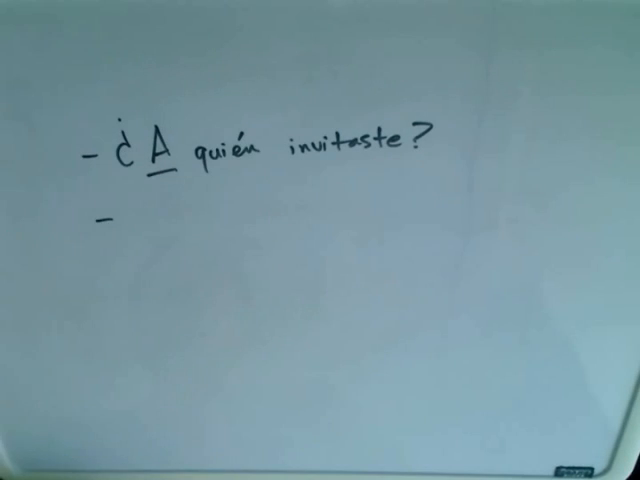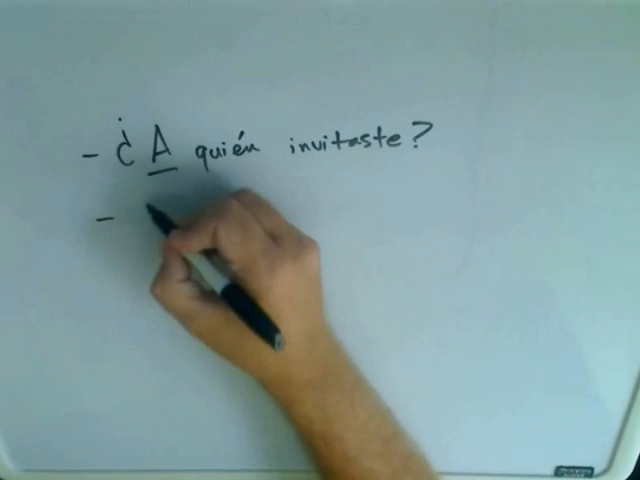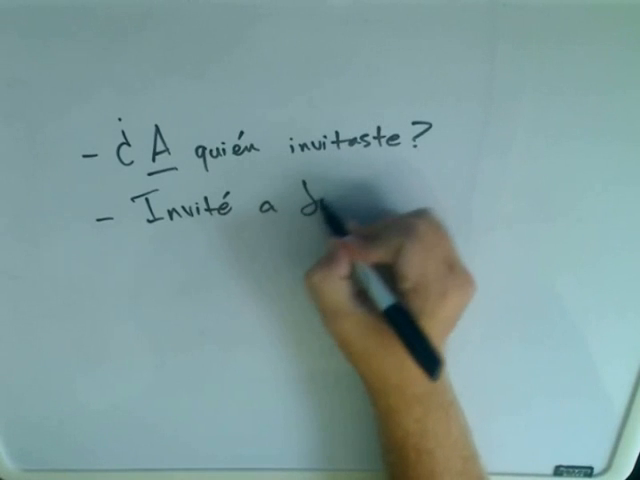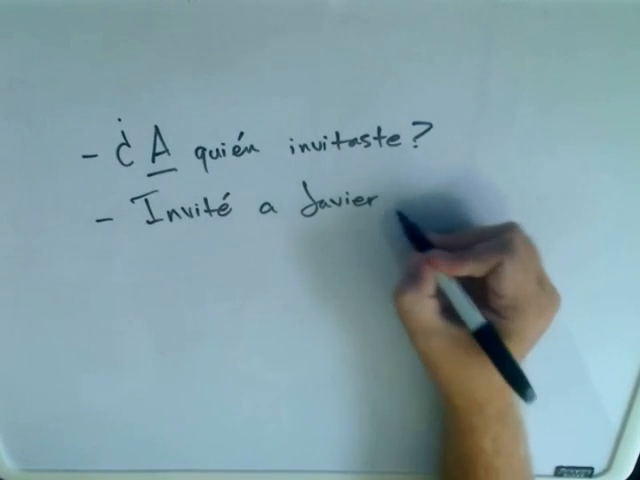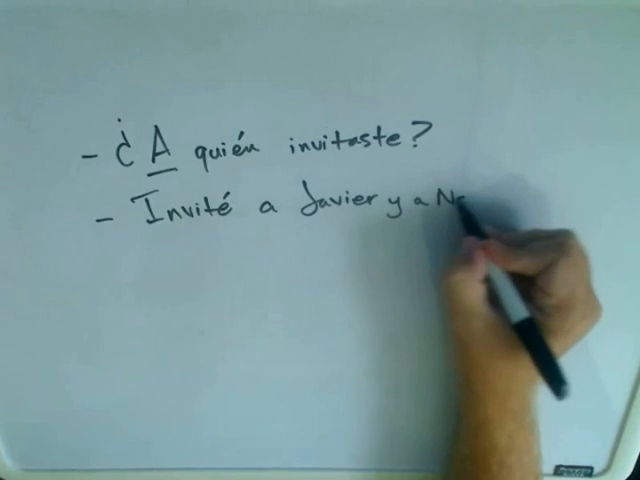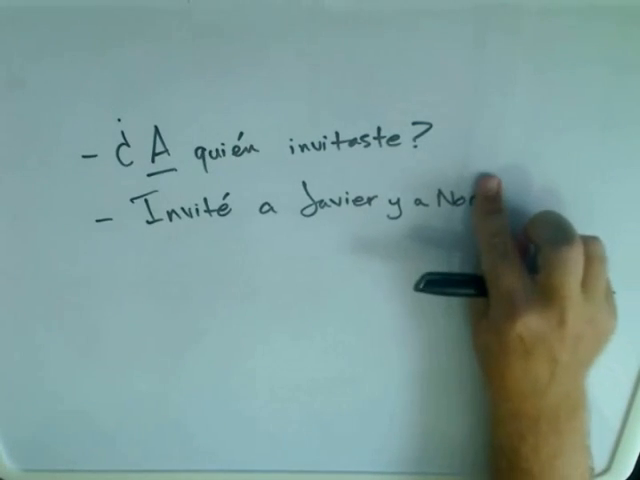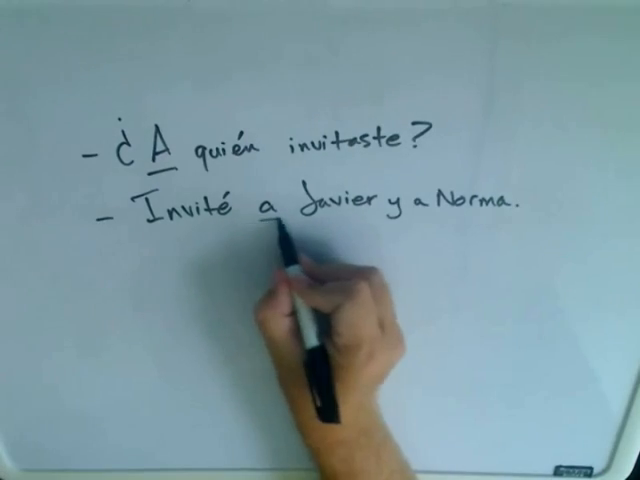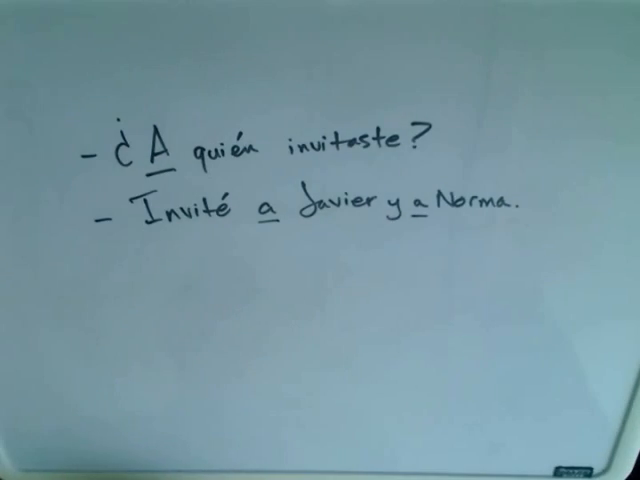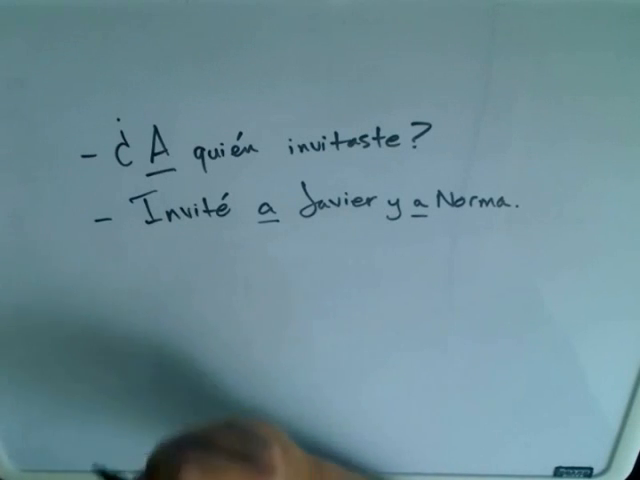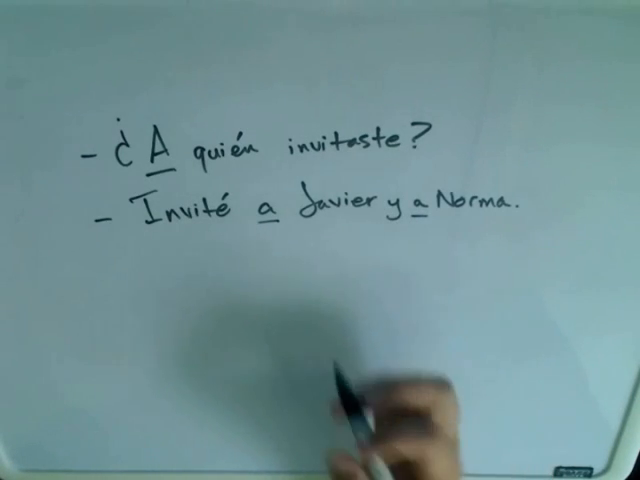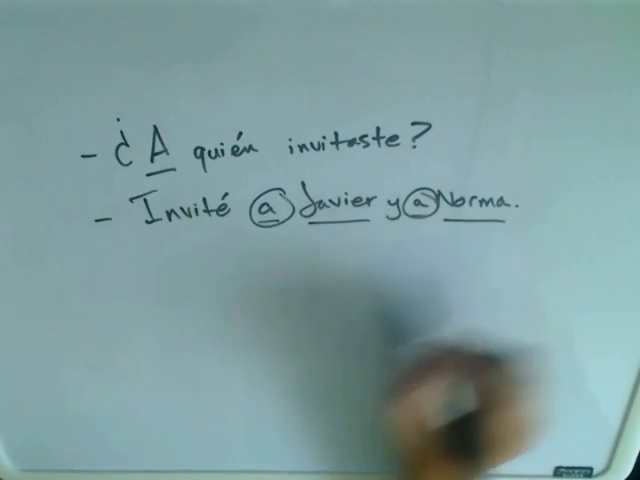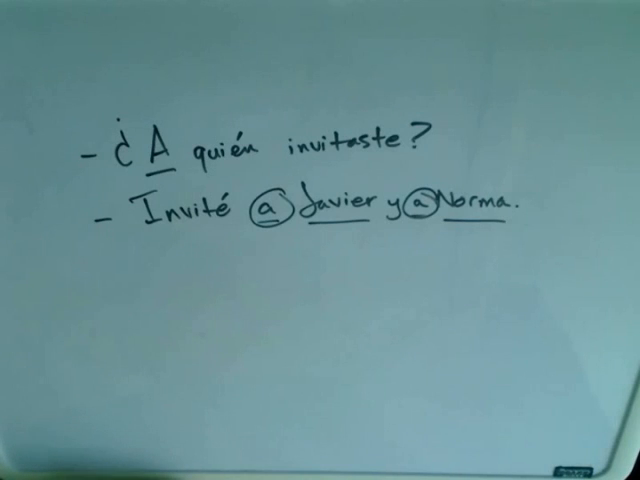Pretend this is just like a little mini dialogue. A person might say, I invited, invité a Javier, and I could even add a second person, y a Norma. Oops, Norma. It would help if I could spell. Okay, so invité a Javier y a Norma. Okay, ¿a quién invitaste? Invité a Javier y a Norma. Again, we have to have this a personal because our direct objects are specific, definite persons that we're referring to.